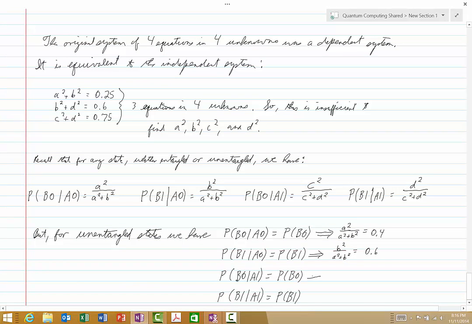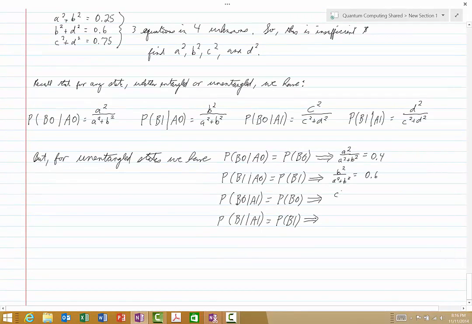And let's go ahead and look at these two equations. P of B0 given A1 is C squared over C squared plus D squared, and that is 0.4 because it's P of B0, and we've already identified that as 0.4. And finally, P of B1 given A1 is D squared over C squared plus D squared, and that is 0.6.